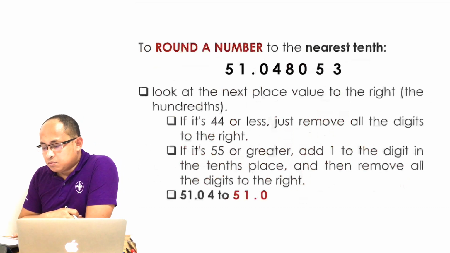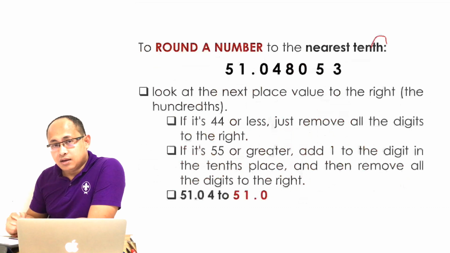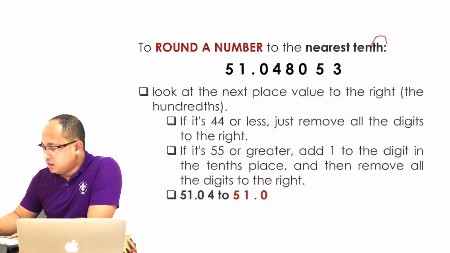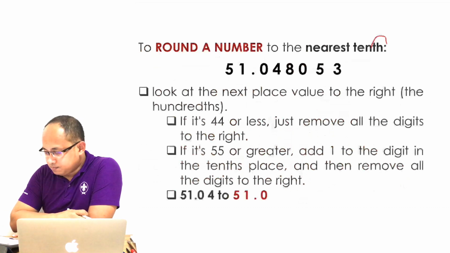Now, to round a number to the nearest tenth. Let's have an example here. How do we round a number to the nearest tenth? We have here 51.048053. We round it to the nearest tenth. Remember the word tenth. This is in what part? Left or right? This is in the decimal part. All right? Because of the word tenth.